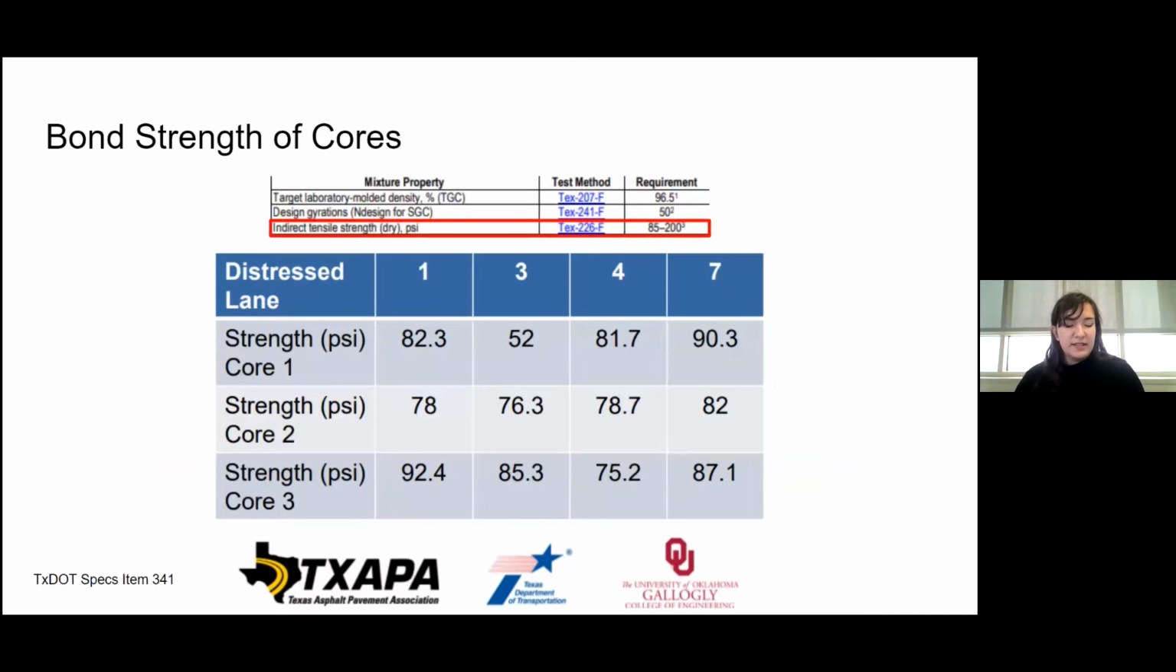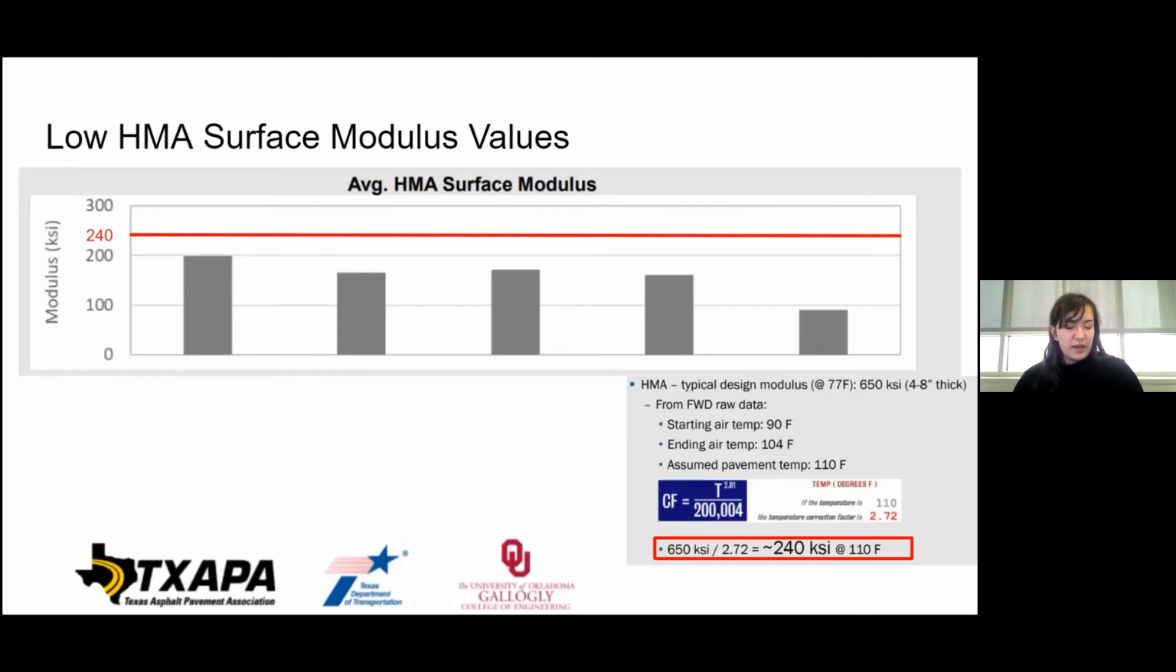TxDOT specifies that the tensile strength of asphalt should fall within the range of 85 to 200 PSI. The core sample data we were given show that the cores were in the low area of that range or were below that range. This means that the asphalt's ability to bounce back after deformations has been decreased and could contribute to rutting. Similarly, the hot mix asphalt surface moduli fall below the corrected range and allow for too much deflection.